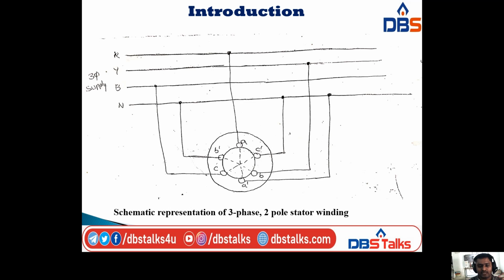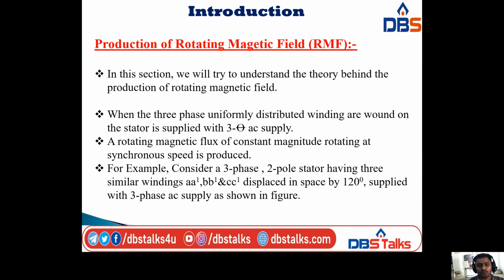So I am taking a three-phase two-pole stator having three similar windings, A dash, B dash, C dash, and these are displaced in space by 120 degrees. So the phase difference between these terminals is 120 degrees, and it is supplied with a three-phase AC supply. That is shown in this diagram, and I already explained this one.